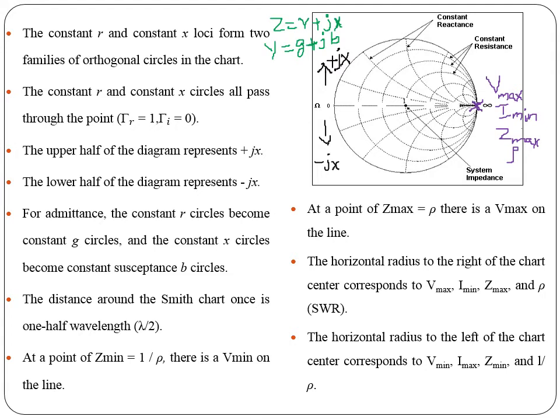The horizontal axis to the left of the chart center corresponds to V minimum, I max, Z minimum and 1 by standing wave ratio.